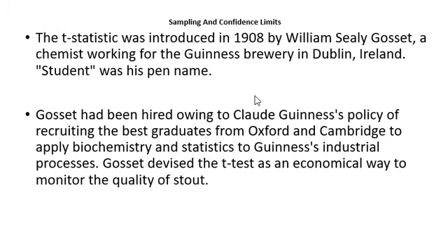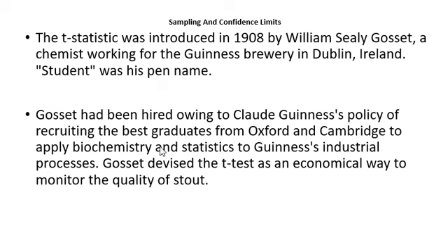Then of course in lab 4 we will be using the t statistic, Student's t table. That was introduced in 1905 by William Sealy Gosset, who was actually a chemist working for the Guinness brewery in Dublin, Ireland. Student was his pen name, so therefore we call that table Student's table.